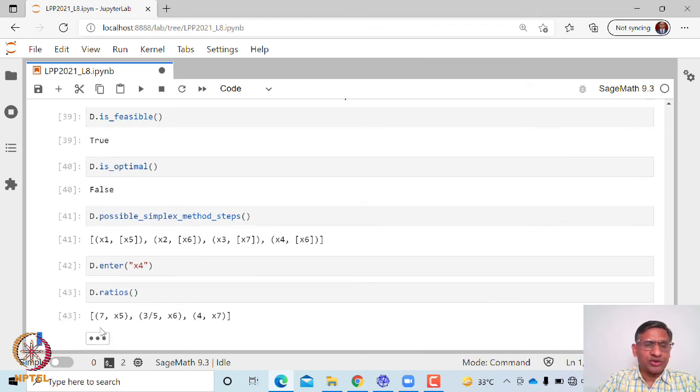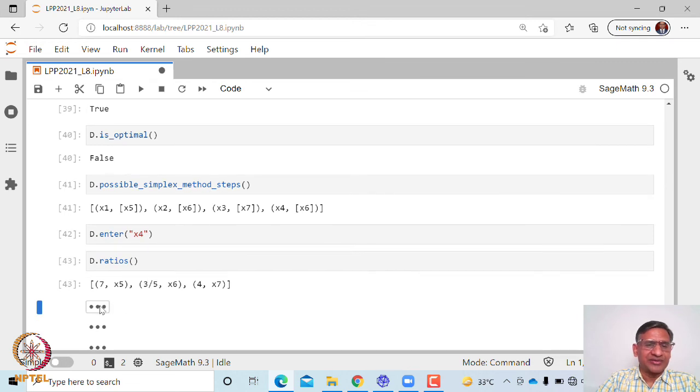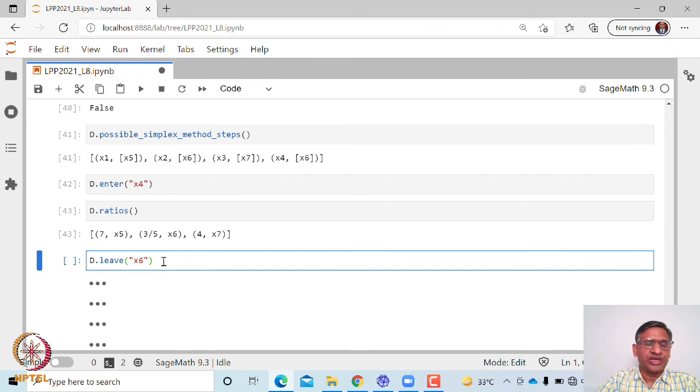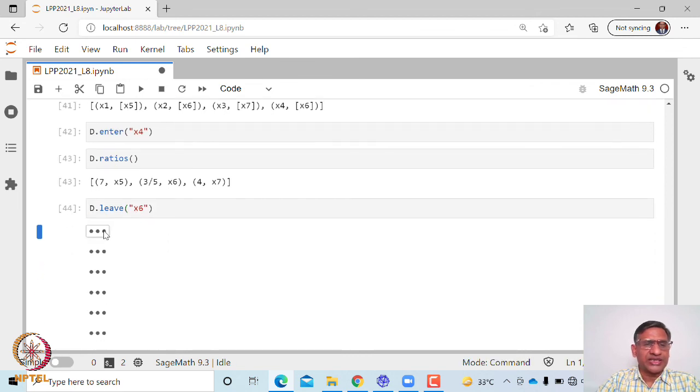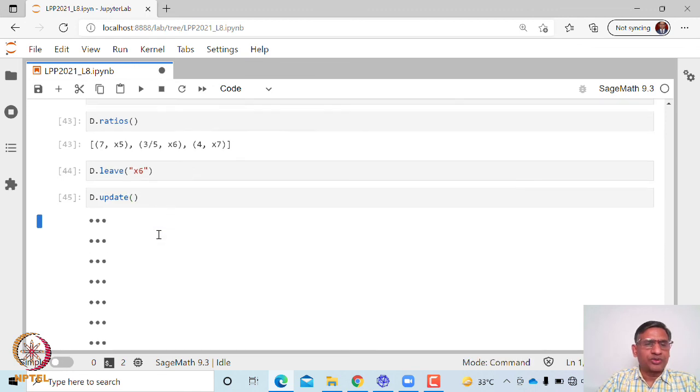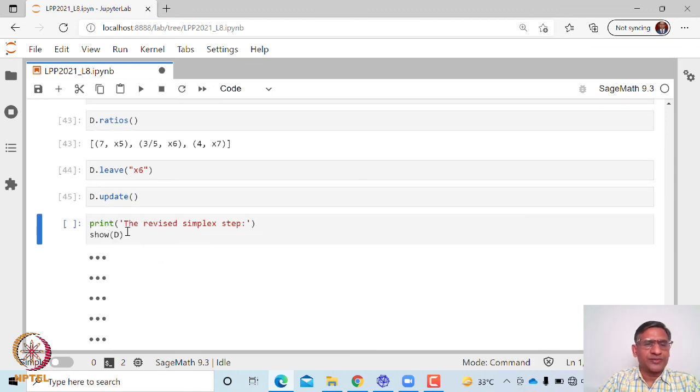The ratios are going to be 7, 3 by 5 and 4. The smallest is 3 by 5, that means x6 will leave. So we'll say that d dot leave is x6. Once you have decided the entering and leaving variable, then you update d. Once you have updated d, ask it to show what is d.